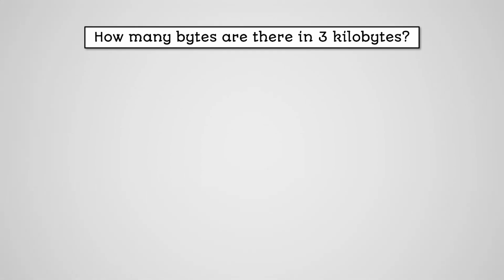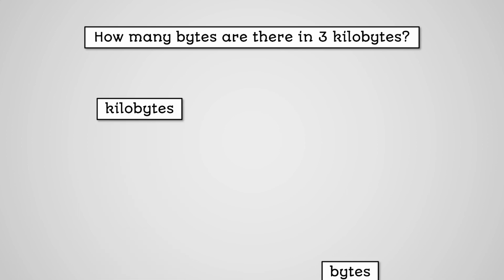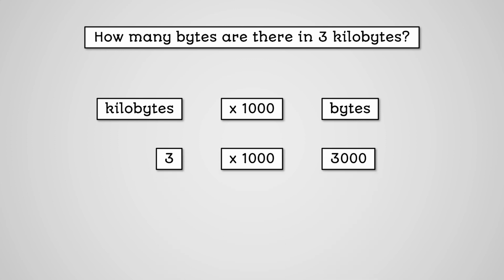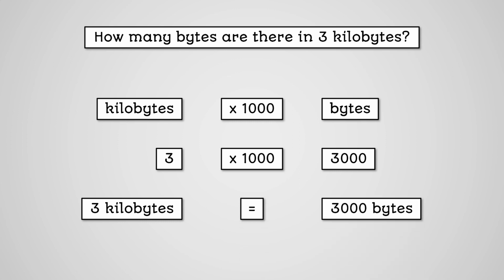Let's look at an example. How many bytes are there in 3 kilobytes? To move from a kilobyte to a byte, we multiply by 1,000. 3 multiplied by 1,000 is 3,000. So 3 kilobytes equals 3,000 bytes.